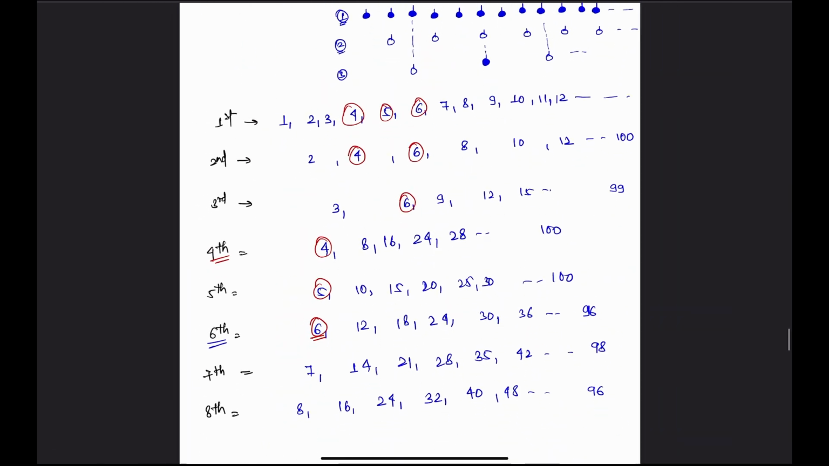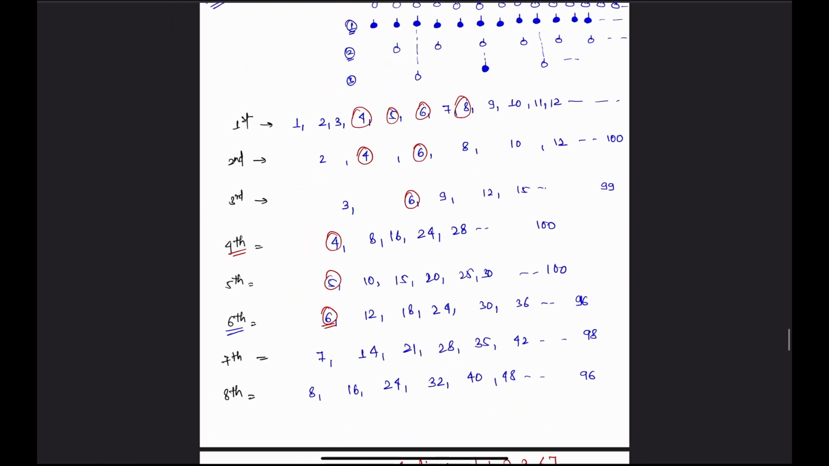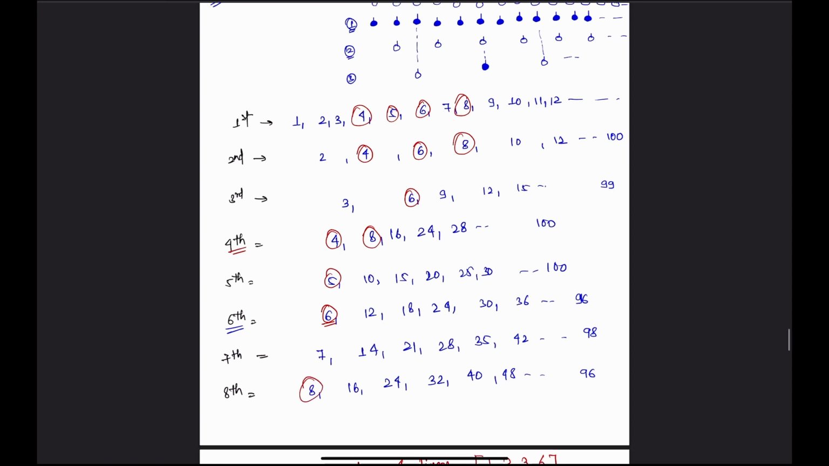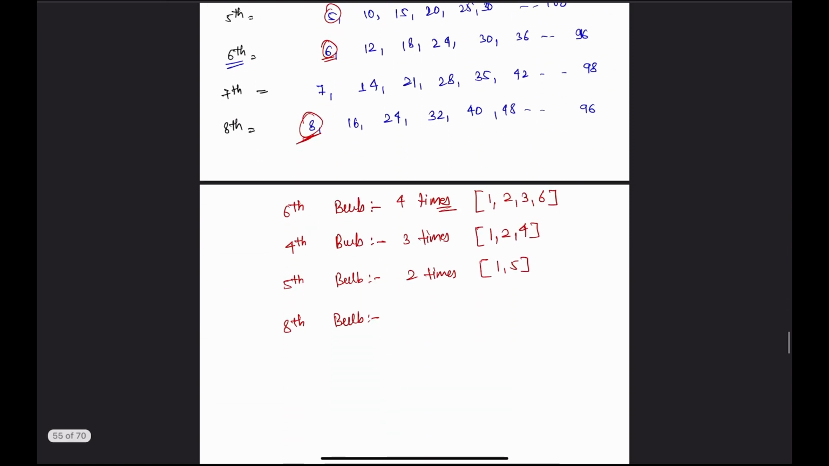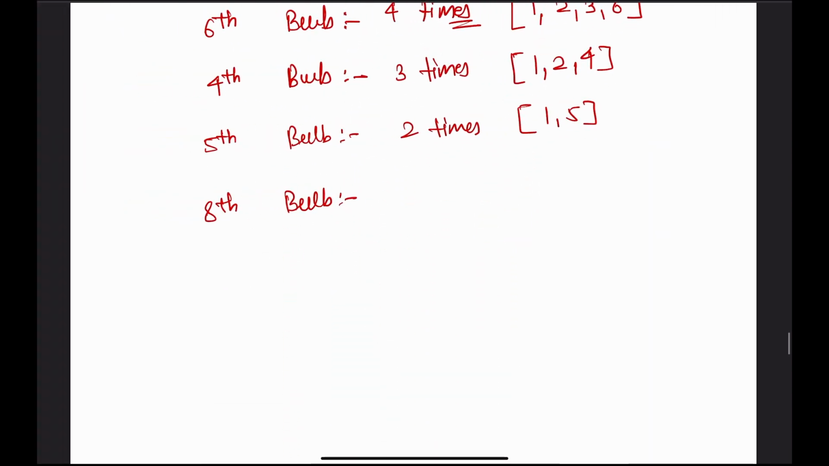Eighth bulb, how many times is it changing? So 8, 8, 8 and then 8. So 1, 2, 3, 4 times. 4 times it is changing. So 1, 2, 4, 8, these are the places.